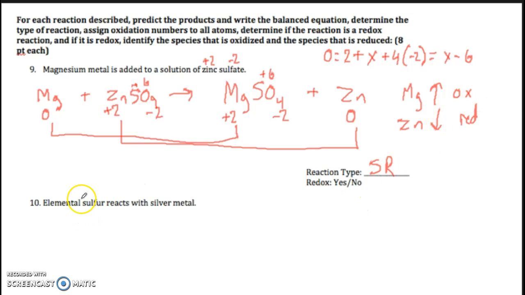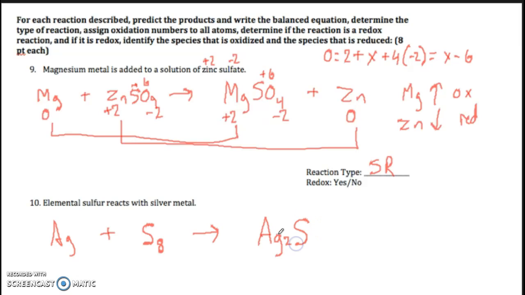Number 10, elemental sulfur reacts with silver metal. So silver is just Ag. Elemental sulfur, the most common thing missed on here, is not S, it is S8. And when you make a new compound from those two things, silver has a +1 charge, sulfur is a -2, so there should be a number there, and it's Ag2S.